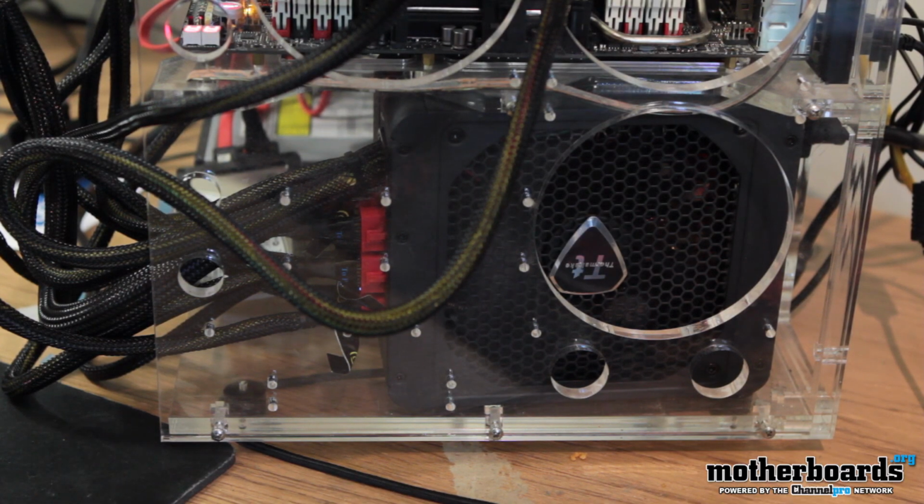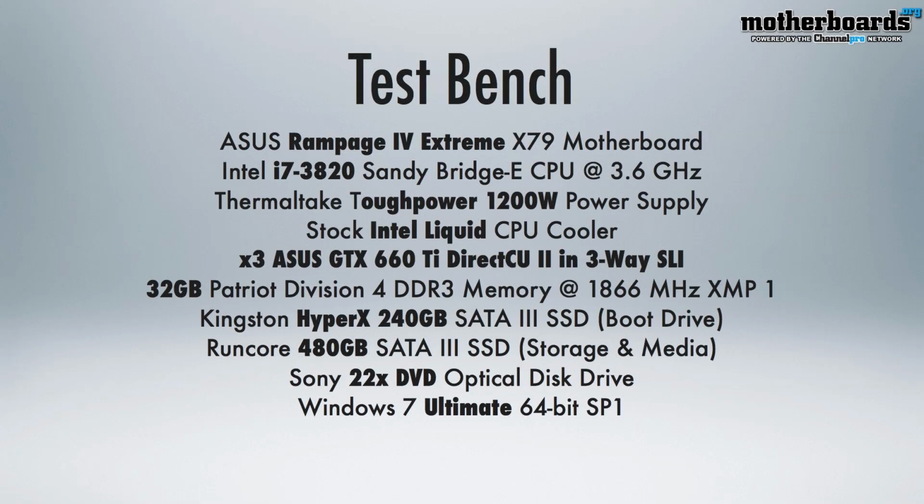Now, like I said, the test station is back behind me. Starting off for the power, I have the Tough Power 1200 watt from Thermaltake. That's the power behind the entire beast. As far as my SSD drive goes, I've got a single HyperX Kingston SSD. This is a 240 gigabyte model as my primary. Then I have the Runcore 480 gigabyte as my storage drive.